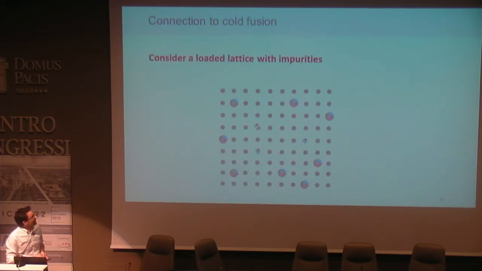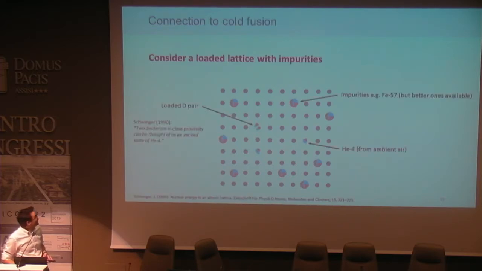And if we apply this toolbox to these reports on cold fusion, then the current picture would look something like this. We have a lattice which has some deuterium pairs, and I'd like to remind you of Schwinger, who said in 1990 that two deuterons in close proximity can be thought of as an excited state of helium-4. We have some helium-4 nuclei just from the air. We have some impurities in a lattice, which could be, for instance, a palladium lattice. Here I'm using iron-57 as impurities because we're now familiar with them from the earlier slides, but these could be many other impurities. And the interesting variables are, again, the energy levels and also the lifetime of the states.